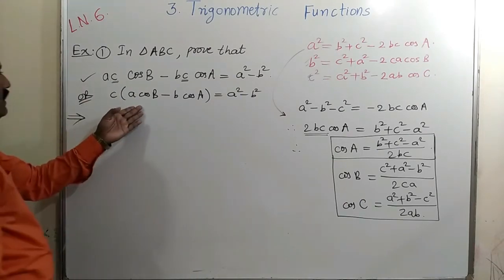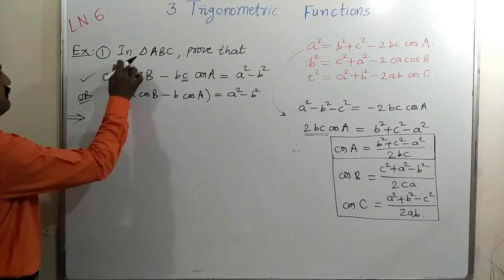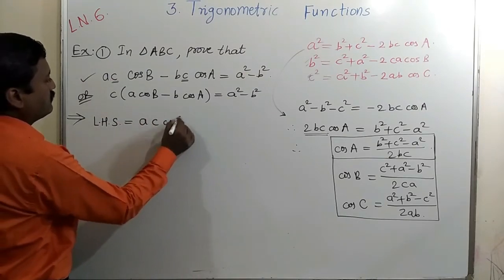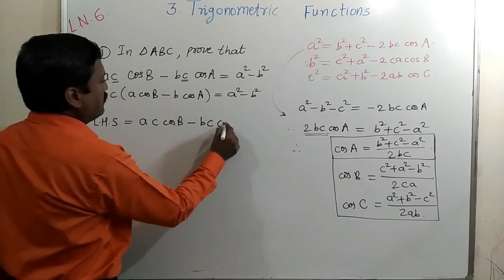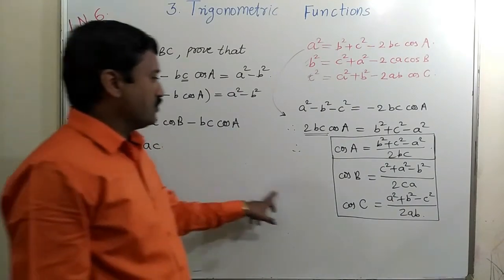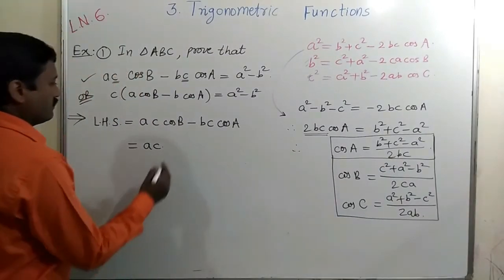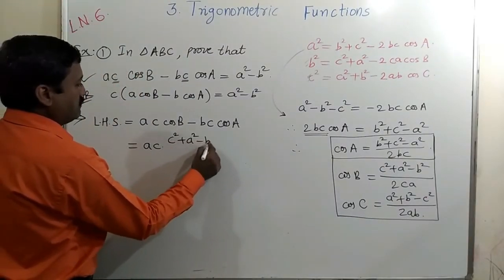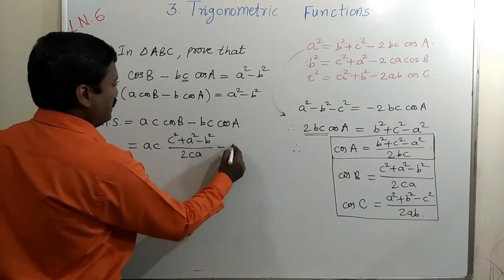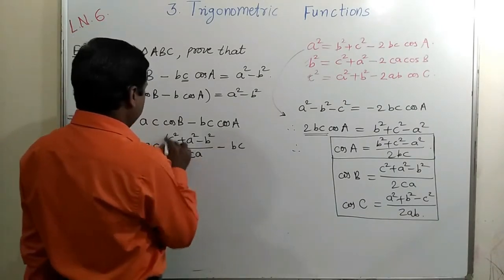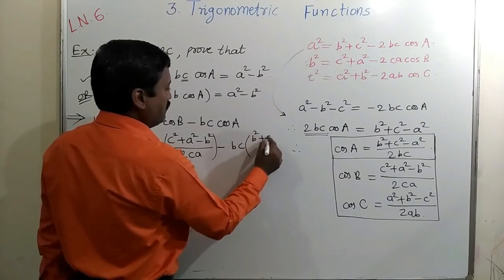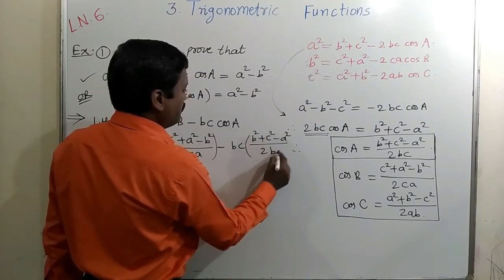For this, let us take the LHS either in this form or in this form. Let us take that given part, that is C. Here LHS is equal to A cos B minus B cos A. Cos B we can get by the cosine rule: cos B is equal to C square plus A square minus B square upon twice CA, minus B into cos A, where cos A is B square plus C square minus A square upon twice BC.